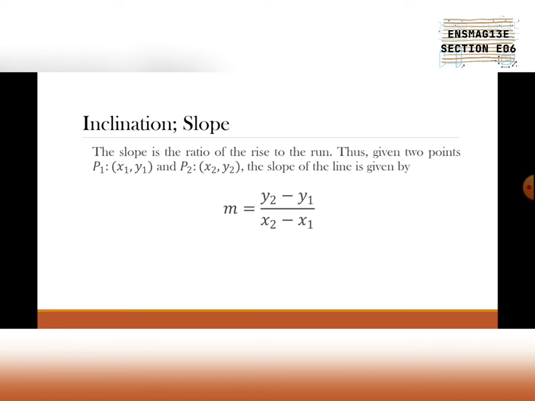The slope is the ratio of the rise to the run. Thus, given 2 points, P1 with coordinates x1, y1, and P2 with coordinates x2, y2, the slope of the line is given by this formula: slope m is equal to y2 minus y1 over x2 minus x1.